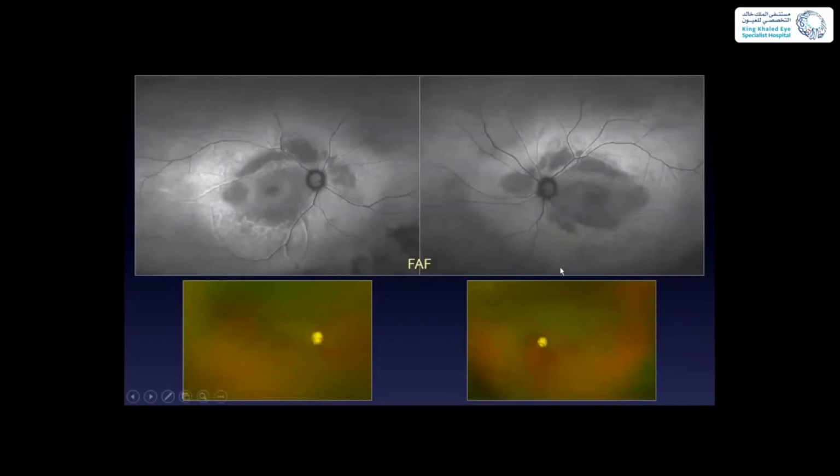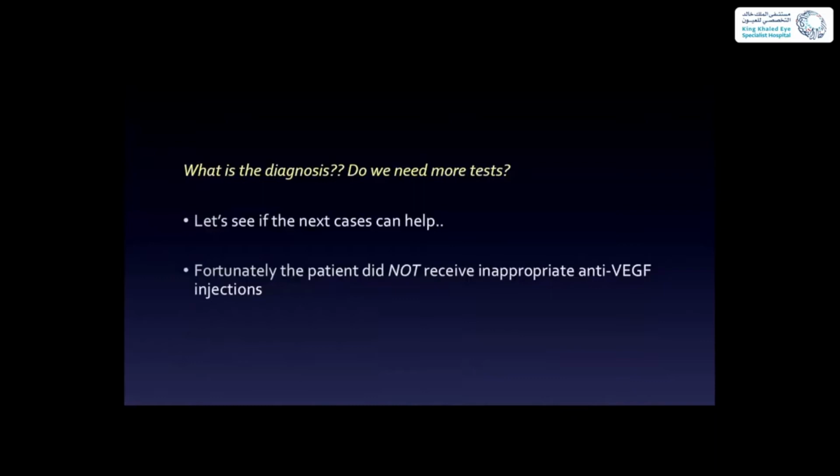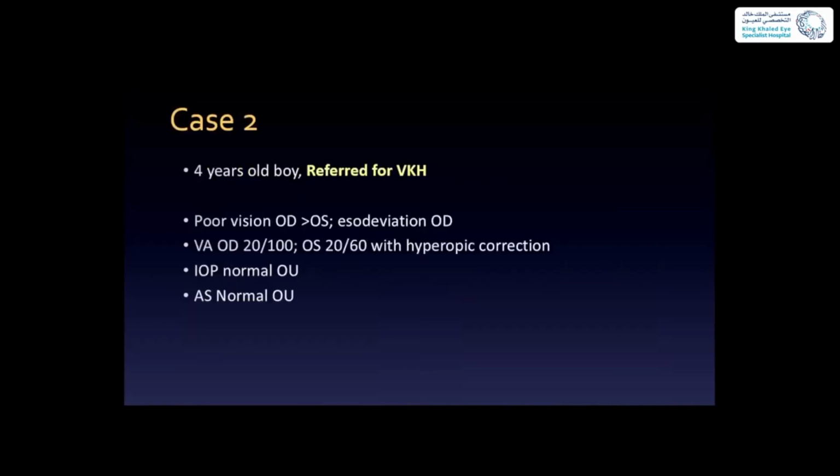Well, we did an autofluorescence, and this gave us the clue. There's abnormal hyper-autofluorescence throughout the periphery, around the macula, nasally, with large patches of hypofluorescence, again around the macular circumference and centrally. And this gave us the clue. I'm not going to divulge what it is right now. We're going to look at a few more cases, and you'll see what this represents. Fortunately, we did recognize the diagnosis, and we did not give any intravitreal injections of anti-VEGF.